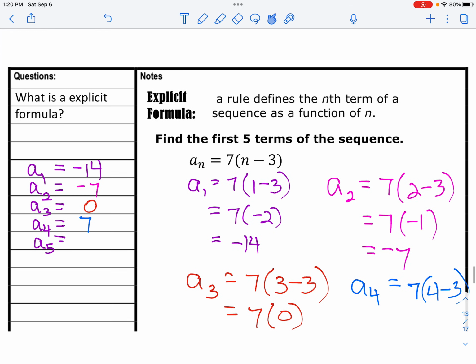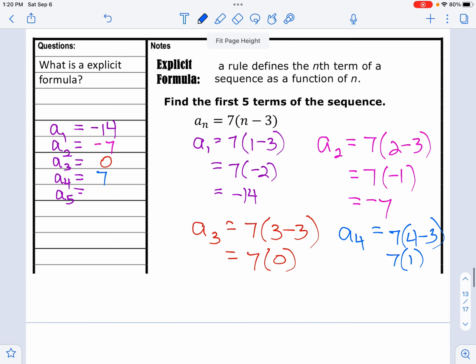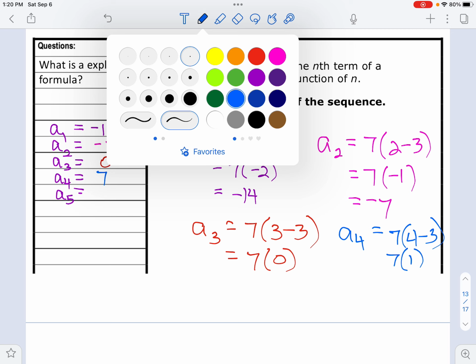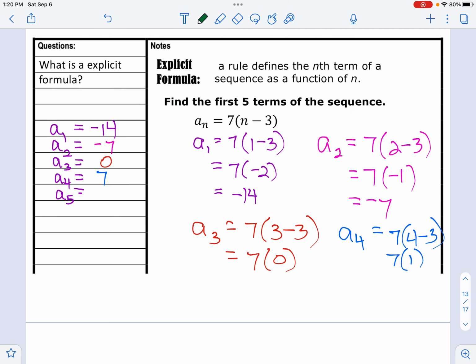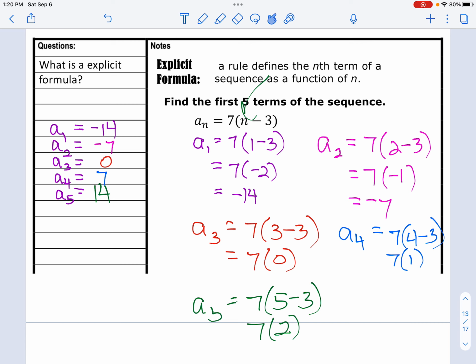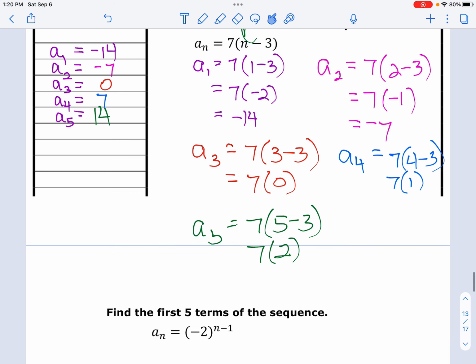I guess I should write that out, right? And then the last one would be a sub 5. And that one would be 5 minus 3, which is 2. So 7 times 2, 14. So you can see you just plug it in. Now if I wanted 100, I'd just put 100 in here and go. I don't need to know the 99th term. So explicit formulas are a little easier to use.